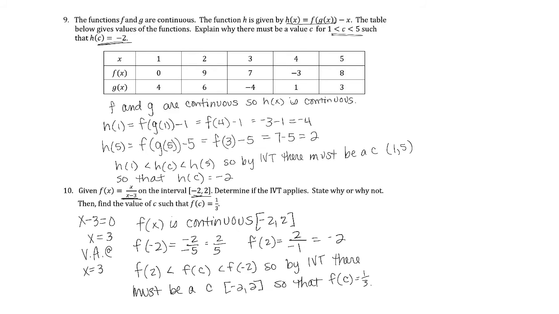Now the next part here, they want us to go ahead and find that. So we are going to find f at c. So f at c is 1/3, so I'm going to have 1/3 equals, and I am plugging in a c value, so I'm going to have c over c minus 3. You can do your cross multiplication, so c minus 3 is 3c.